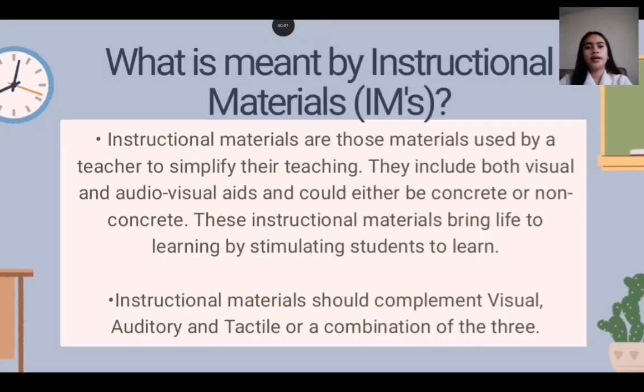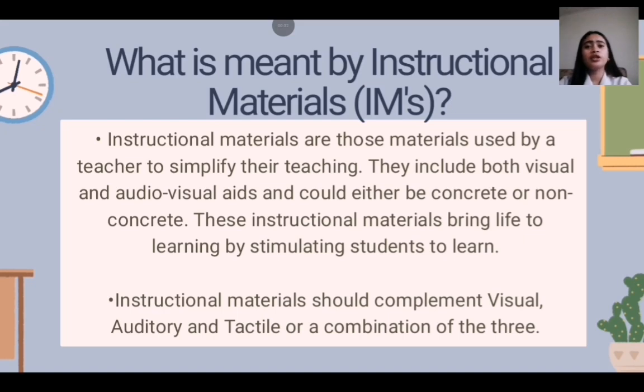What is meant by instructional materials or IM? Instructional materials are those materials used by a teacher to simplify their teaching. They include both visual and audiovisual aids and could either be concrete or non-concrete. These instructional materials bring life to learning by stimulating students to learn. So, instructional materials should complement visual, auditory, and tactile, or a combination of the three.